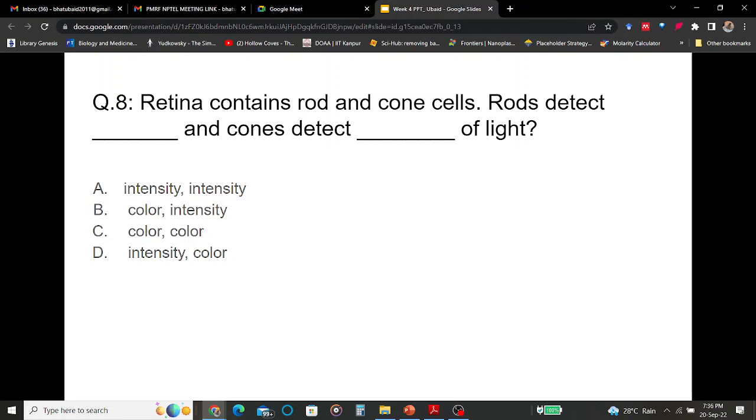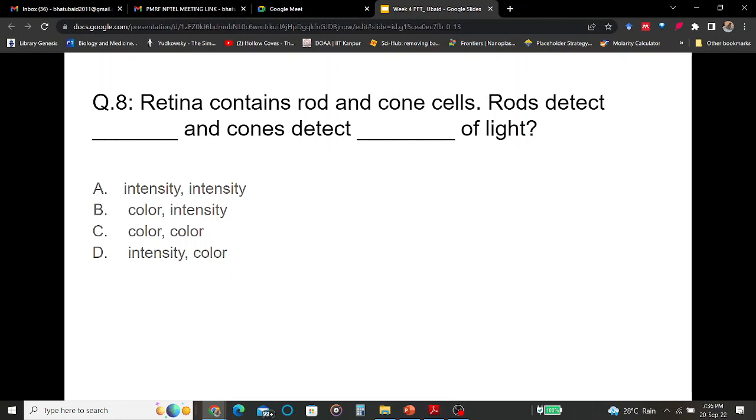So now moving to the next question, question number 8. The question is: the retina contains rod and cone cells. Rods detect dash and cones detect dash of the light. First answer is intensity: rods detect intensity and cones also detect intensity.